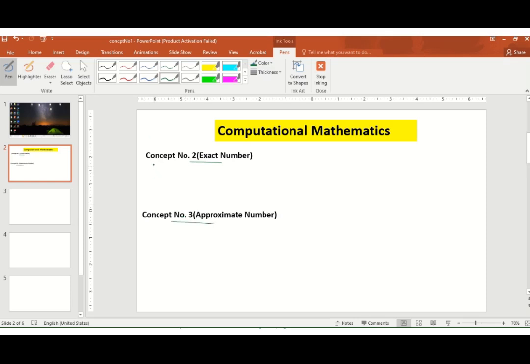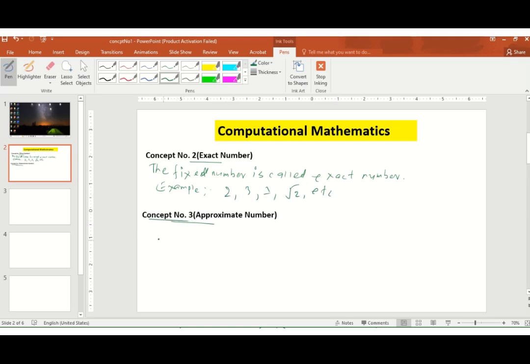The fixed number is called an exact number. For example, 2, 3, 1, root 2, etc.